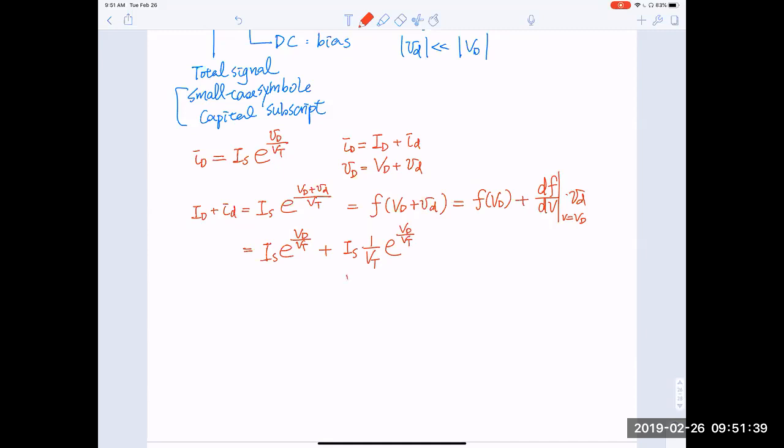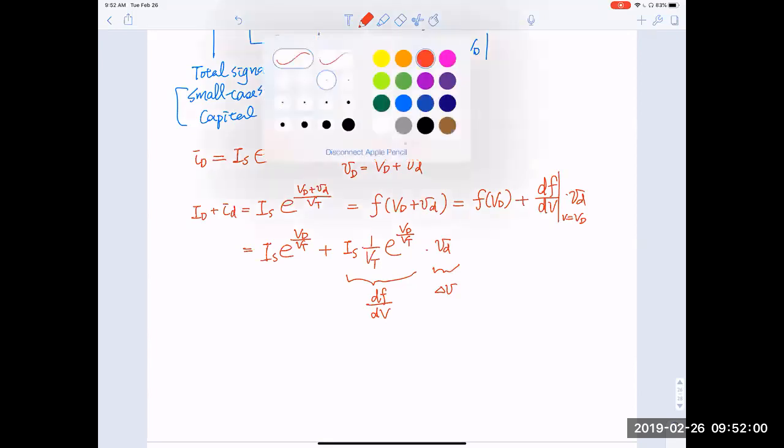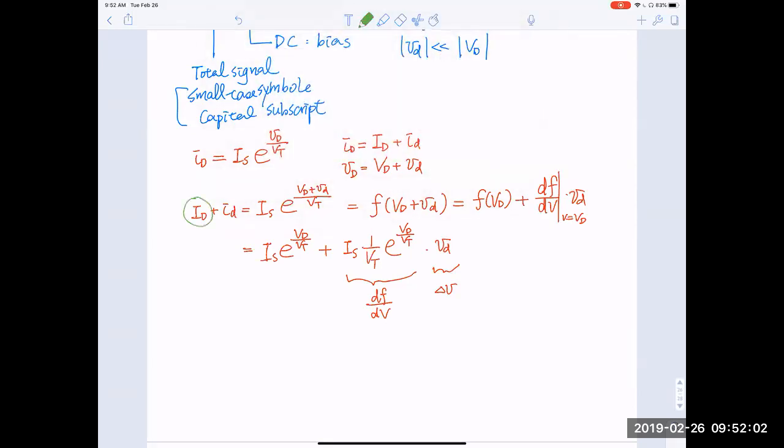So this is the dF/dV term, right? And times the small signal term, vd. Think of this as like a delta V. So this is a small signal term, right? So now you'll find that comparing the left side with the right side, this ID is exactly equal to this value, the bias value for the Taylor expansion.